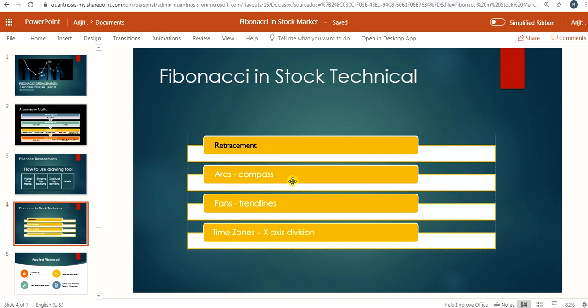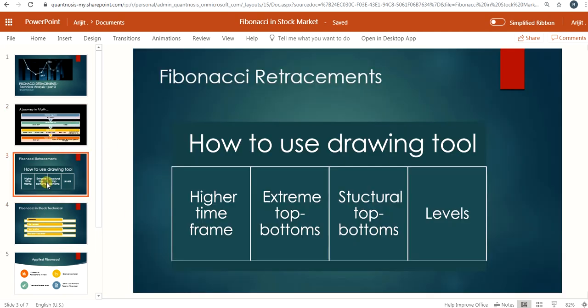Some of these tools are Fibonacci arcs. Fibonacci arcs are basically half circles that extend outward from a line connecting a high and a low, called the baseline. It's similar to a trend line, and the arcs intersect the baseline at 0.236, 0.382, 0.5 and 0.618, the numbers that we have discussed here. Those give us support and resistance levels.